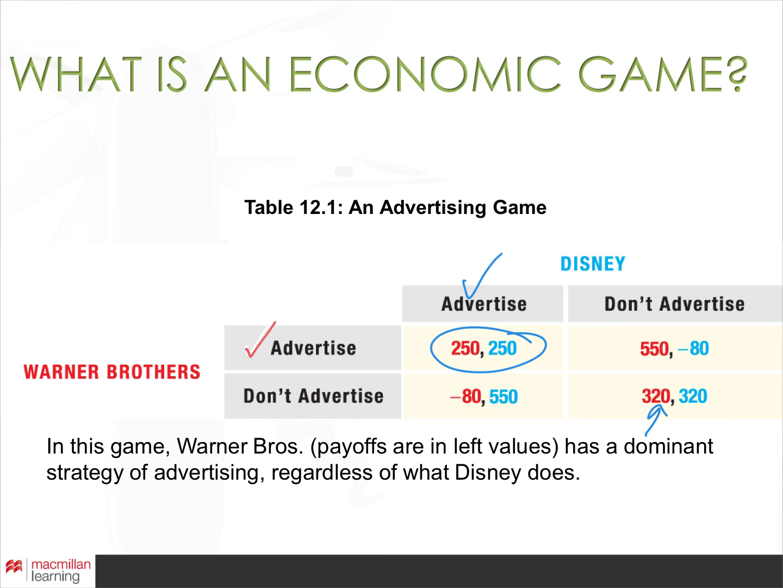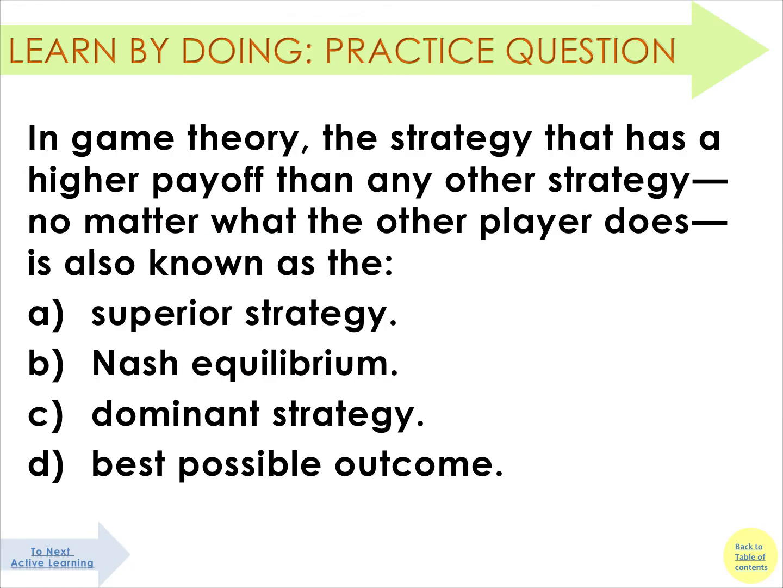So if they don't know what each other is going to do, they're stuck in the dominant strategy, which is to advertise. Competitive firms, lower prices. It's in line with everything we've been learning so far. Non-competitive firms, higher prices.